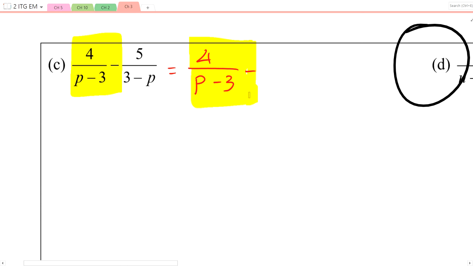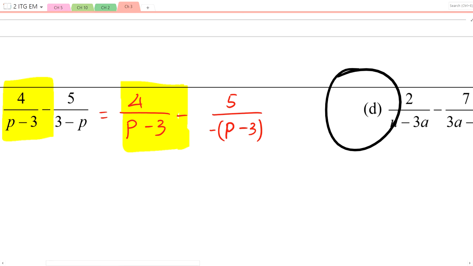Now the 5 over 3 minus p, I want the denominator to change to become p minus 3. Okay, but right now they are not equal, so I need to put a negative sign over here. Am I right? Okay, and using the relationship earlier on that I said, a over negative b equals negative a over b, which is actually the same as negative a over b.